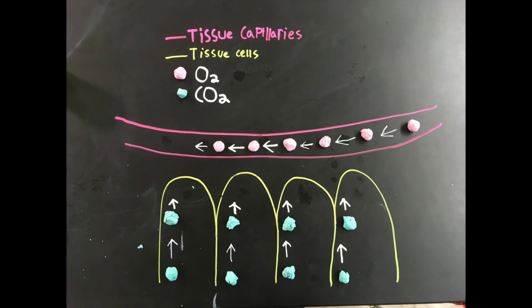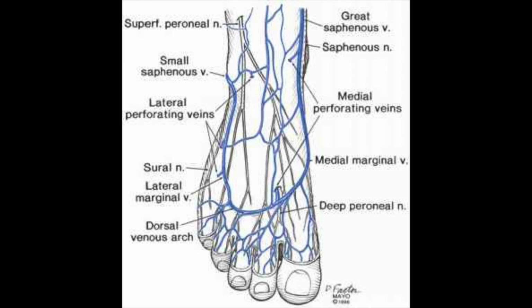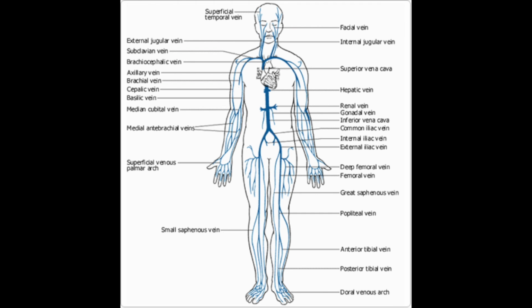Then once they reach the tissue cells, the O2 enters them and the CO2 exits the tissue cells. And when they exit the tissue cells, they travel in veins. And veins carry low oxygen blood towards the heart so that it can be pumped out into the lungs and exhaled.